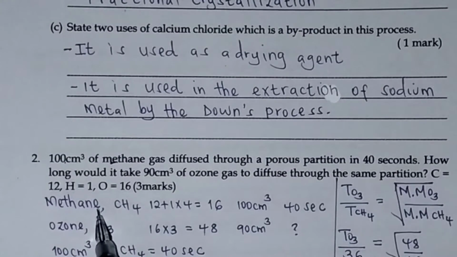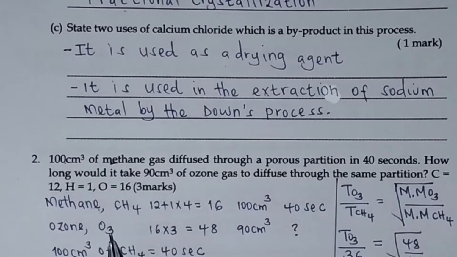Before that, we have the gas methane. Its chemical symbol is CH4. The relative molecular mass, RMM, will be 16: 12 for carbon, 1 times 4 for hydrogen, that will be 16. The volume is given as 100 centimeter cube, and the time is 40 seconds. Ozone is written O3. The relative atomic mass of oxygen is 16 times 3, so we get 48 as the relative molecular mass of ozone. Then the volume of ozone is 90 centimeter cube, and we don't have the time.